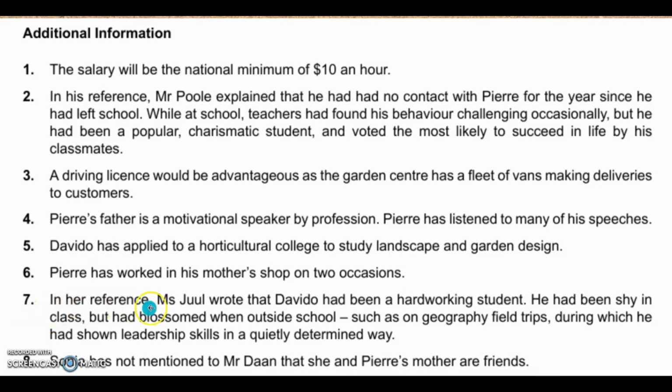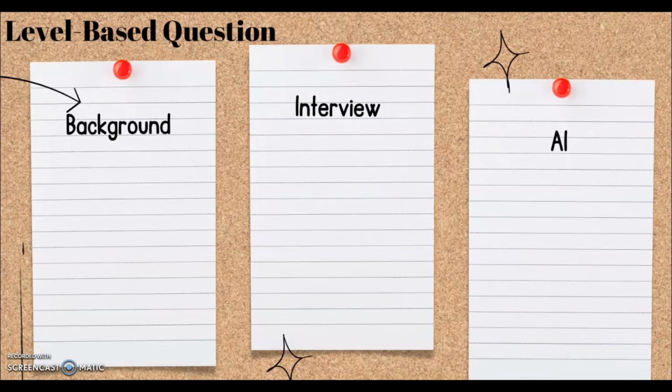It says that in her reference, Miss Jewel wrote that Davido had been a hardworking student. He had been shy in class but had blossomed outside school, such as on geography field trips during which he had shown leadership skills in a quietly determined way. It means that Miss Jewel also indicates that he had shown leadership potential, and he would not be needing too much hand-holding from the permanent staff if he's appointed by Mr. Dunn. This is how you can solve level-based questions in exams.